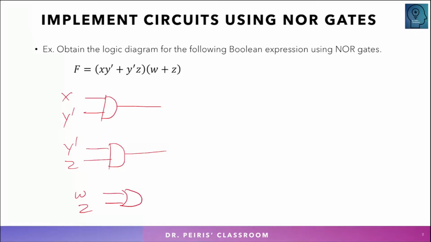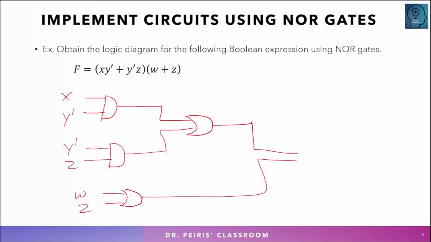Now the first two must go through an OR gate, so let's do that. It goes through an OR gate, and then that output and the output of this one must go through an AND gate because they are multiplied with each other. So here is the AND gate, and here is the output F. So we draw the expression using only AND and OR. Now how do we convert this to have only NOR gates?